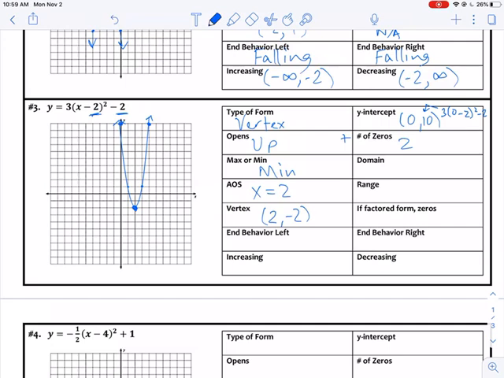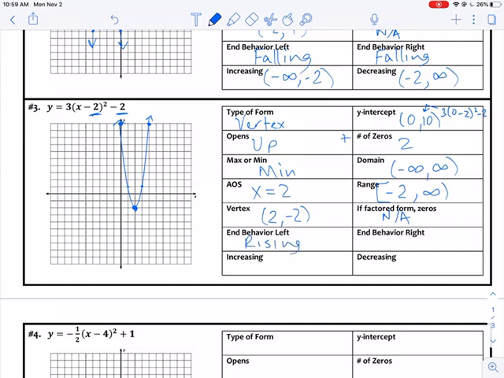Okay, so my number of zeros here are going to be 2. It crosses the x-axis here twice. And my domain is still going to be negative infinity to infinity. That will never change here. Now it's opening up, so I'm going to go lowest point to infinity. So my lowest point here is my y value of the vertex. It is not in factored form.